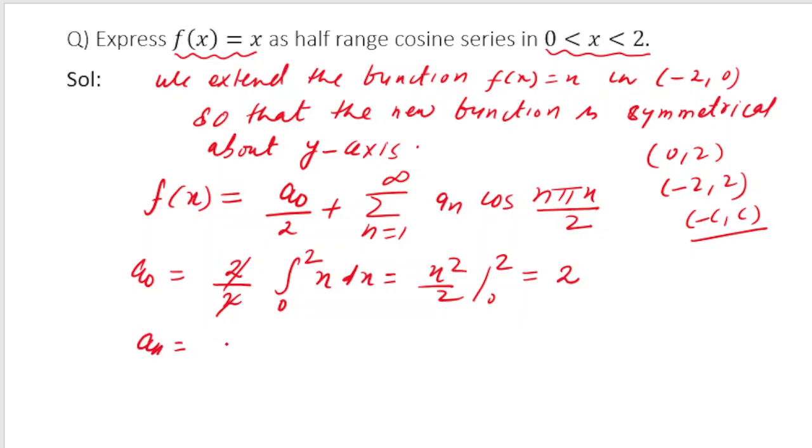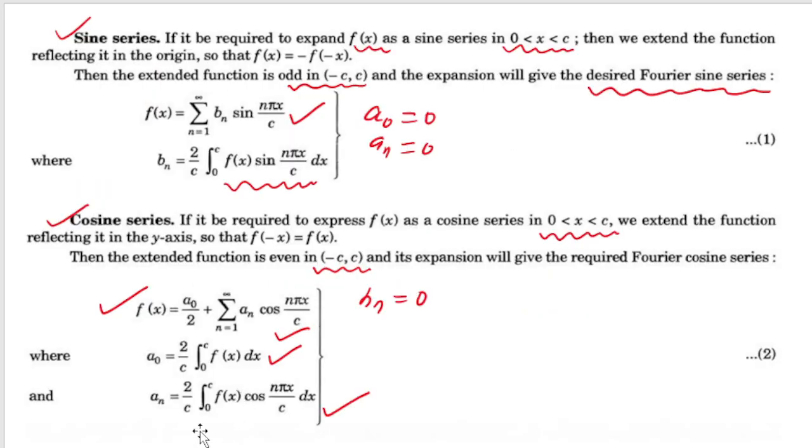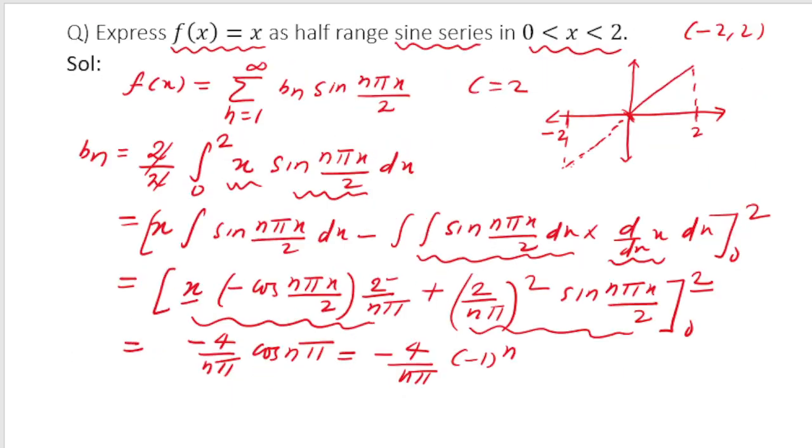So to calculate an, again 2 by c, so that is 2 by 2, limit of integration is 0 to 2 x, and what I will get, remember this result here. Just for your reference I am showing you so that you do not miss. So how do you calculate this? An is equal to cos n pi x by c, and when I was calculating bn, I was writing sin n pi x by c.